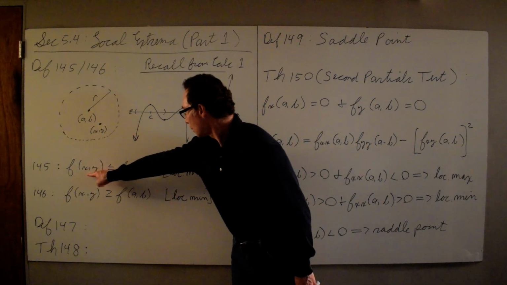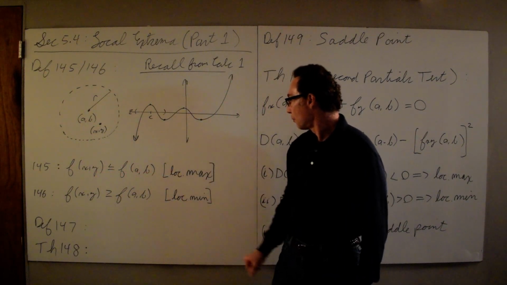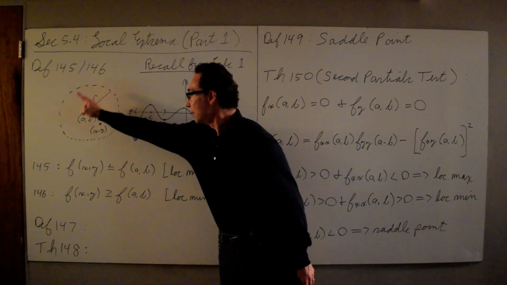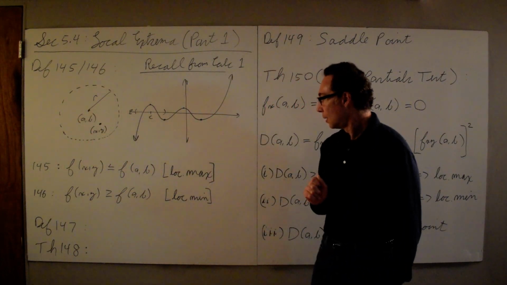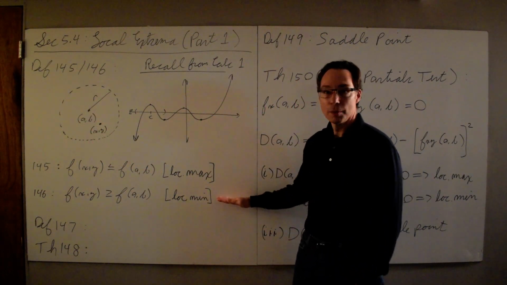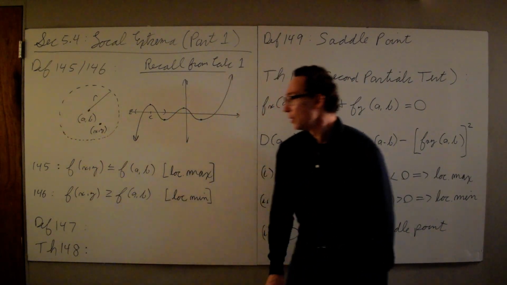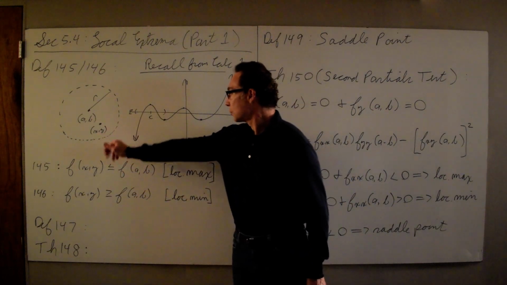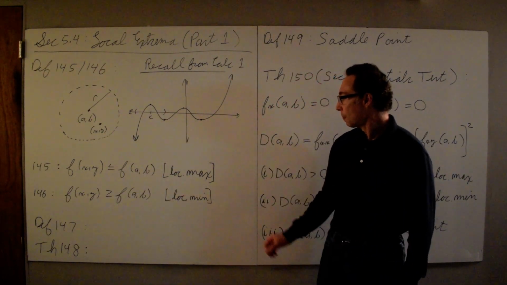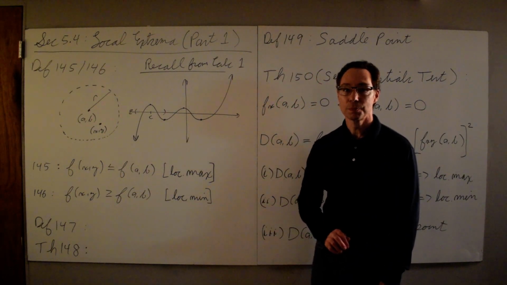So now, what does it mean to have a local max there? It means that f of (x, y) is less than or equal to f of (a, b) for all (x, y) in this circle. A local min means that f of (a, b) is less than or equal to f of (x, y) for all (x, y) in that circle. These are our two definitions.